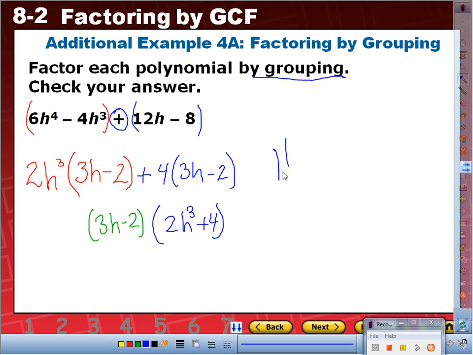Okay, so homework is found on page, what? 491, numbers 1 through 43.